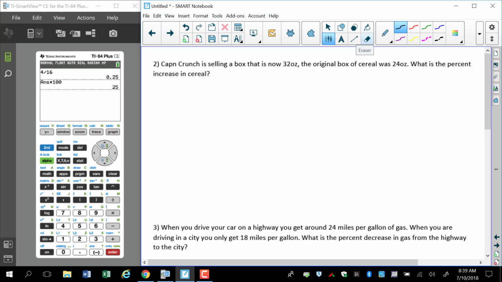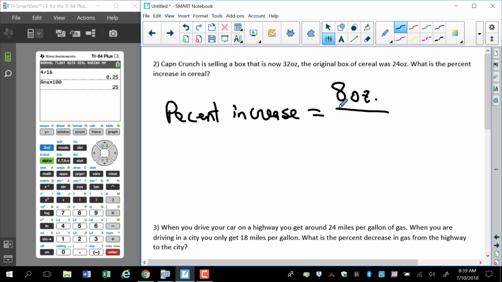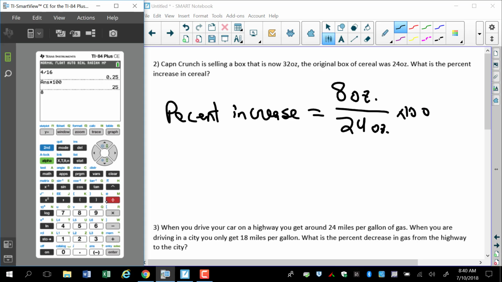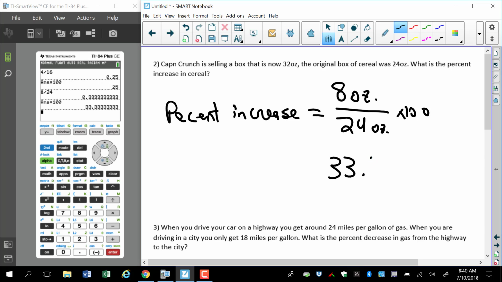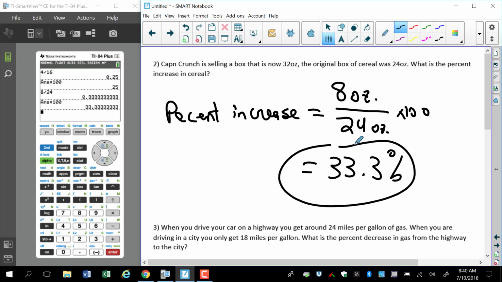Okay, so hopefully you gave yourself some time. Let's look at this. Captain Crunch is selling a box that is now 32 ounces. The original box was 24. So if I want to calculate my percent increase, and again, you can use the word increase or change, the difference between these two is it went up 8 ounces. And the original amount, keep in mind, don't just go after the first number you see. The original amount here was 24 ounces. And then times 100. If we put this in a calculator, 8 divided by 24 times 100, it's 33.3% increase. They can say 33% more free Captain Crunch if they decide to go from 24 to 32 ounces.